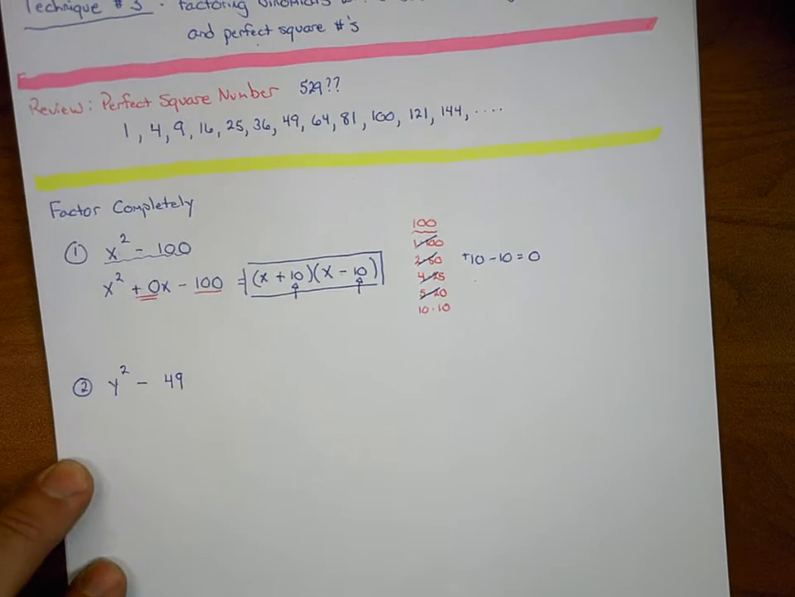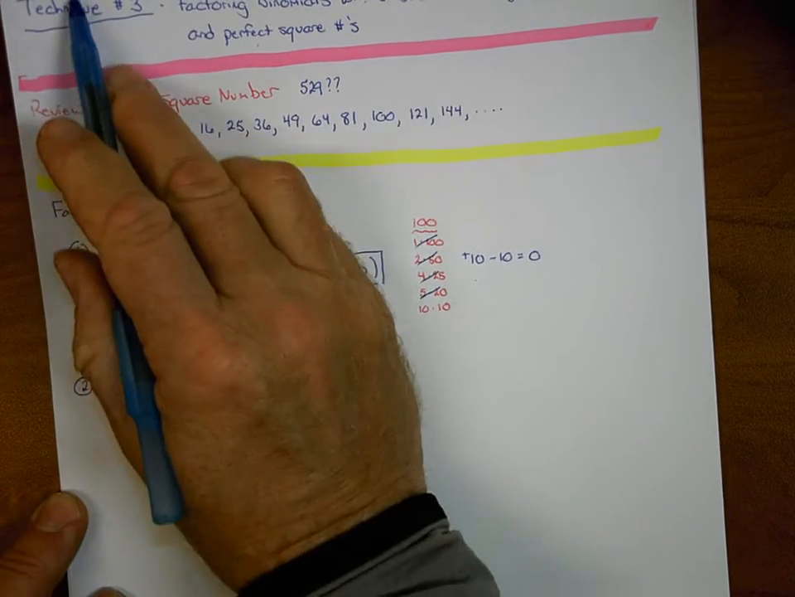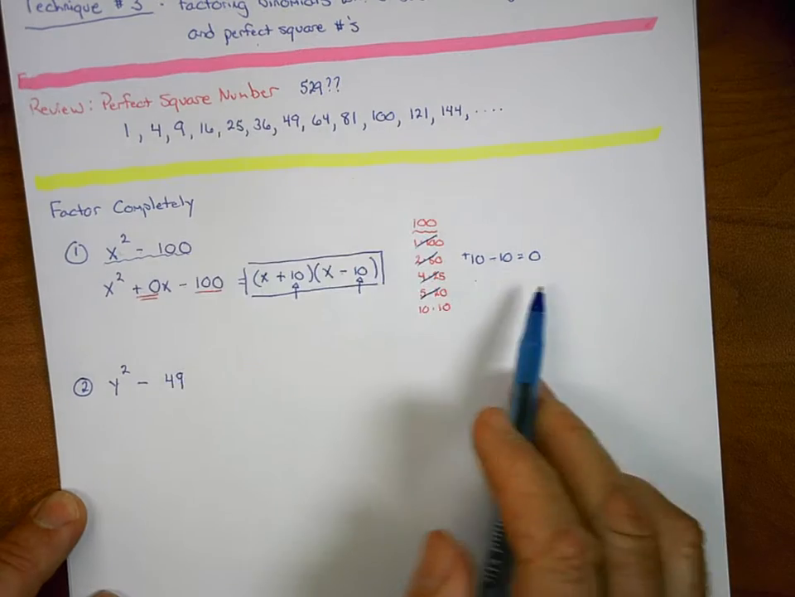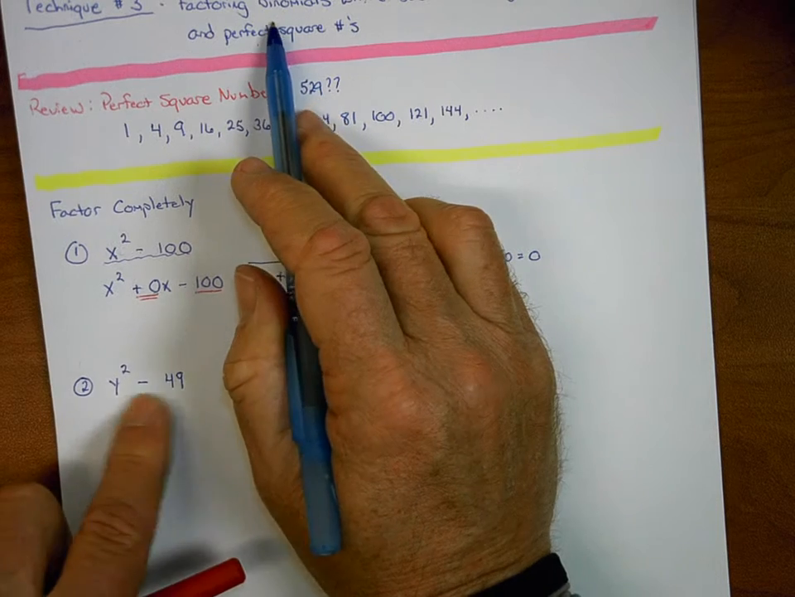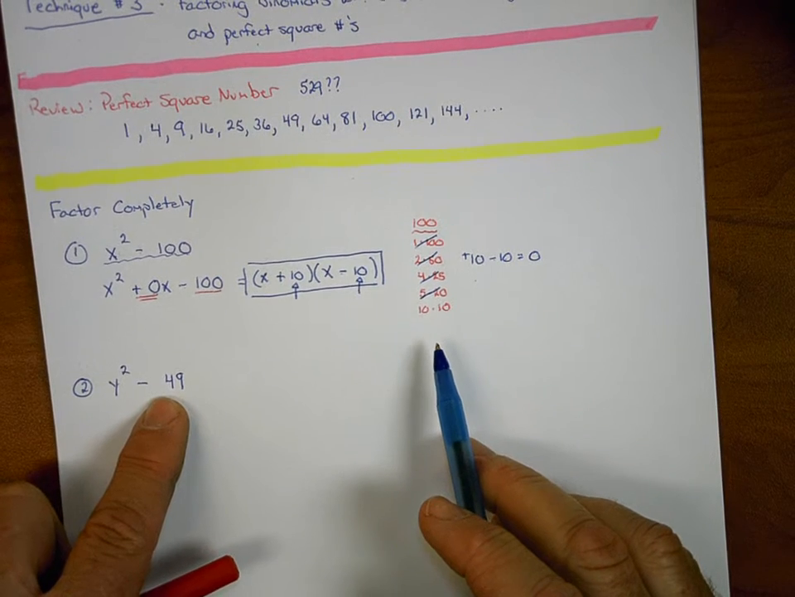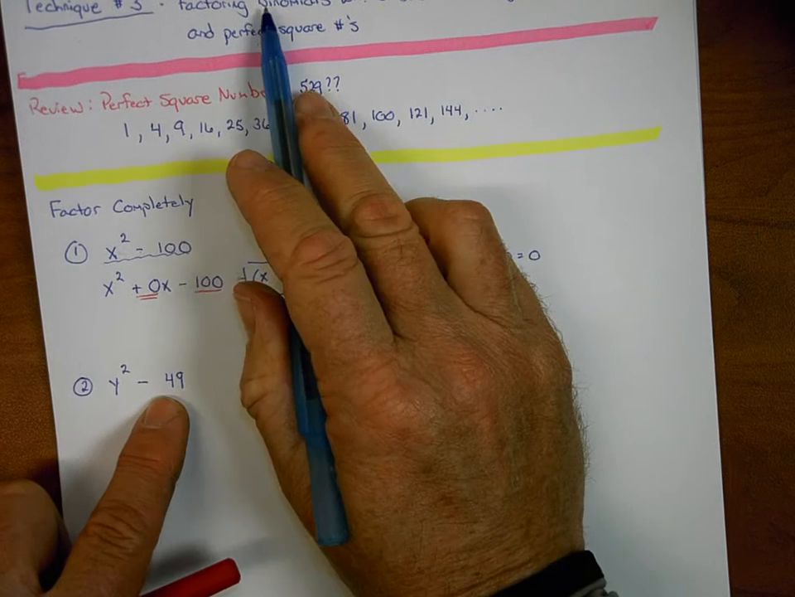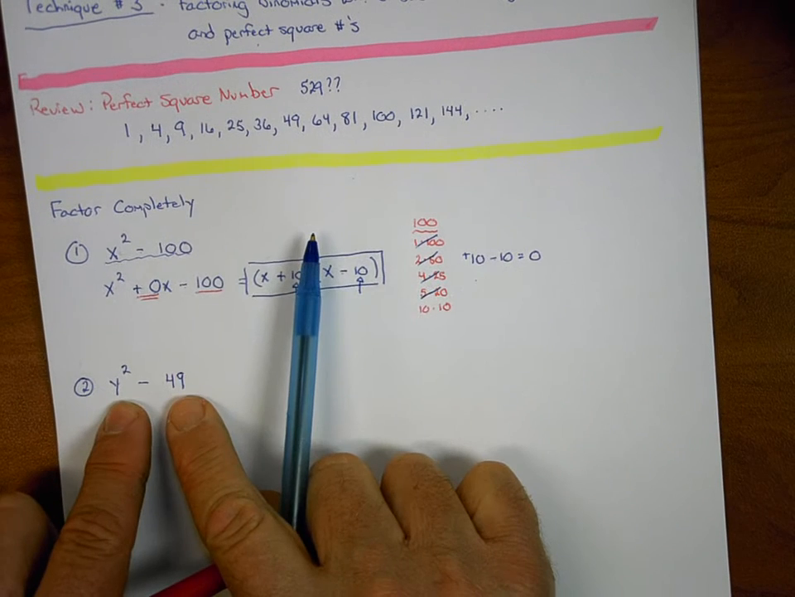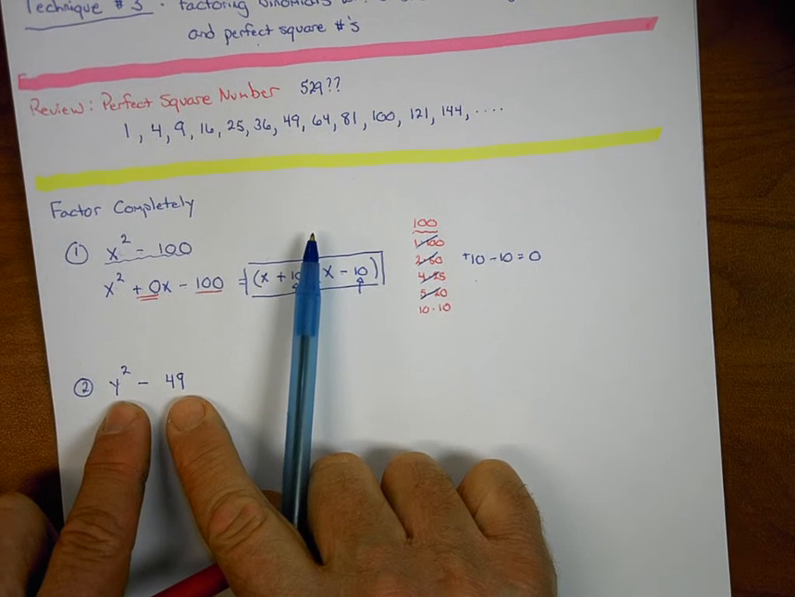So let's look. Does this qualify for factoring technique number 3? Is it a binomial, Christian Garcia? You don't know what a binomial is, Christian. Binomial means 2. Yes, there are 2 terms. Okay, Ethan, thank you for helping Christian out.